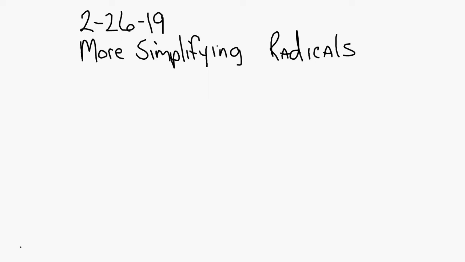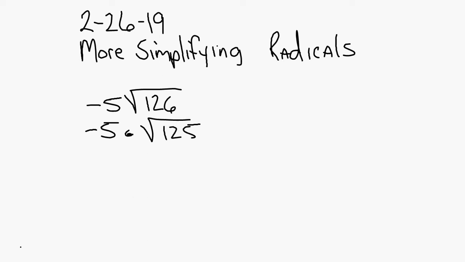Okay, today we're going to progress into problems that look like this one. -5 times the square root of 126. This means -5 times the square root of 126. So you're still going to be simplifying radicals, but you're going to break this thing apart first. Just add your times sign.